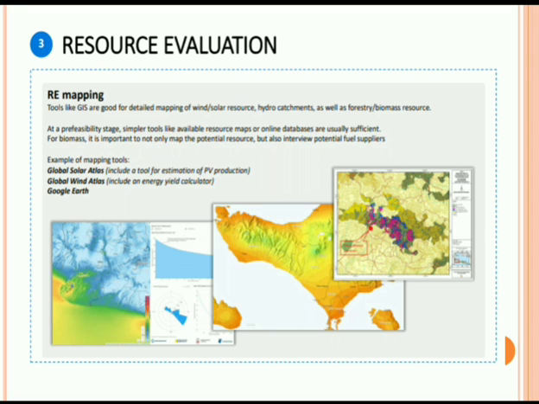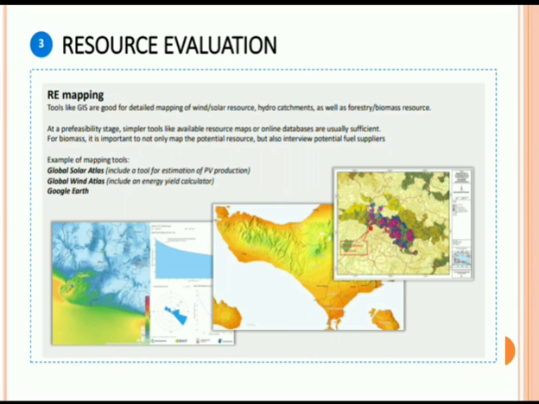The next step is resource evaluation. In this we have to evaluate all the resources that we have taken into consideration. First, we will do the RE mapping. Here, tools like GIS are good for the detailed mapping of wind or solar resources, hydro catchments as well as biomass resources. We have to map all these different resources, and for that we are using RE mapping.